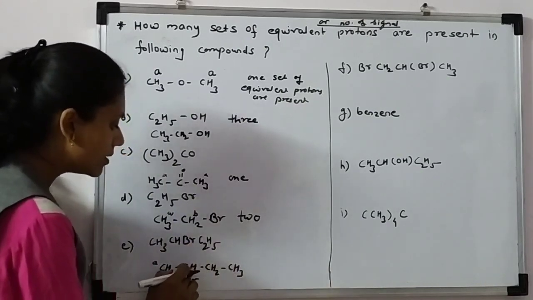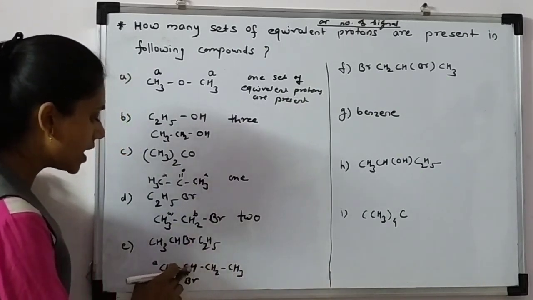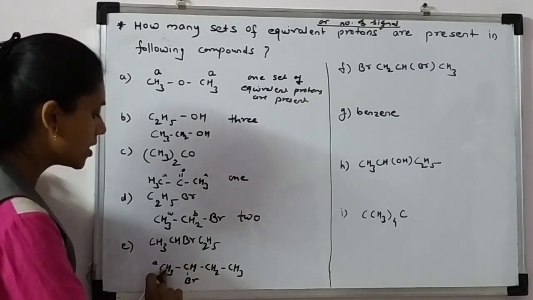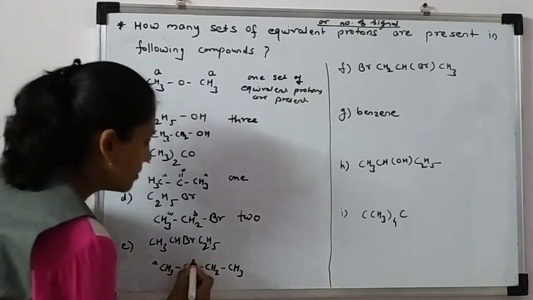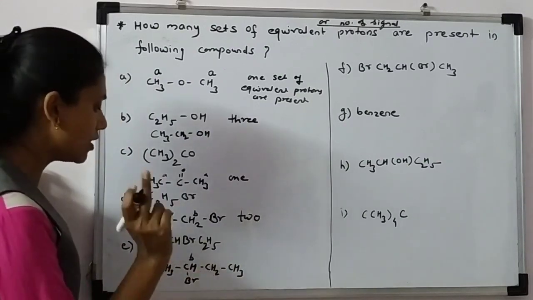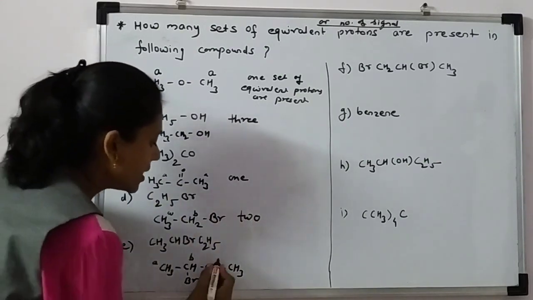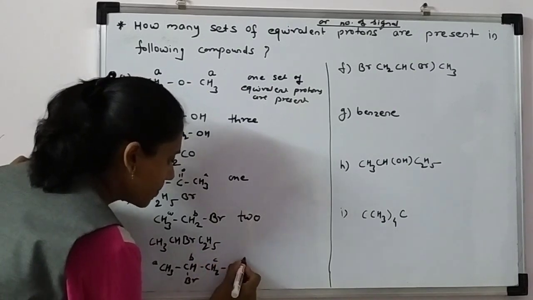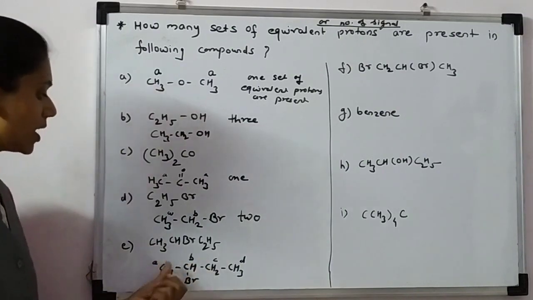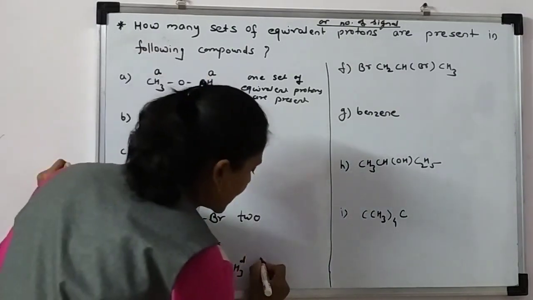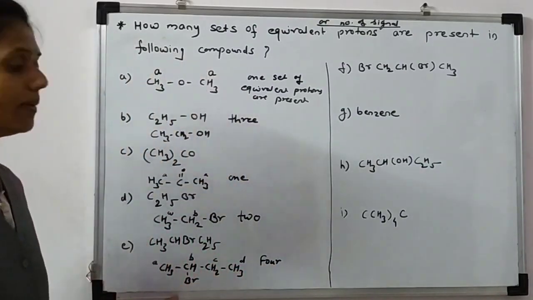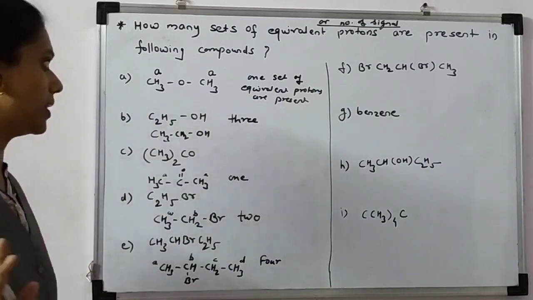Here again, this one proton is attached to a carbon atom which is attached to bromine, a CH2 group and a CH3 group. That means its environment is again different. Here one methylene group is there, and obviously its environment is different. We say that this methyl group is different from this methyl group. That means 1, 2, 3, 4. Four sets of equivalent protons are present in this example, or we can say that four signals we have obtained here.